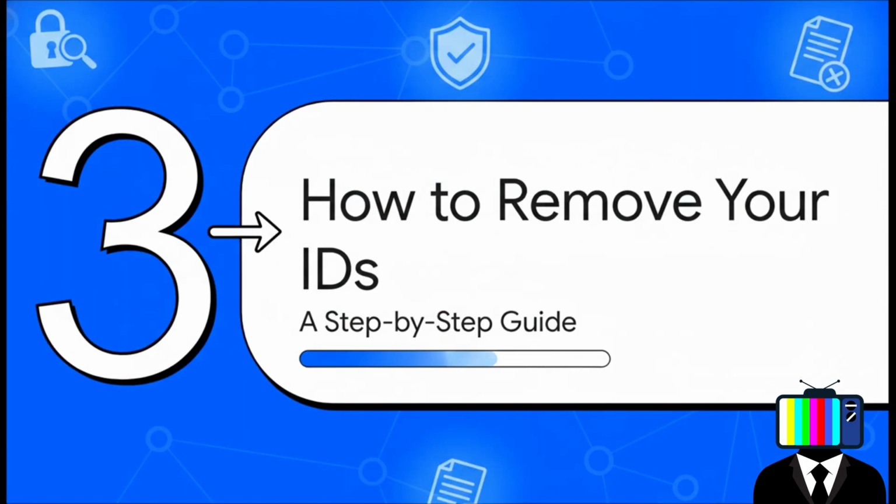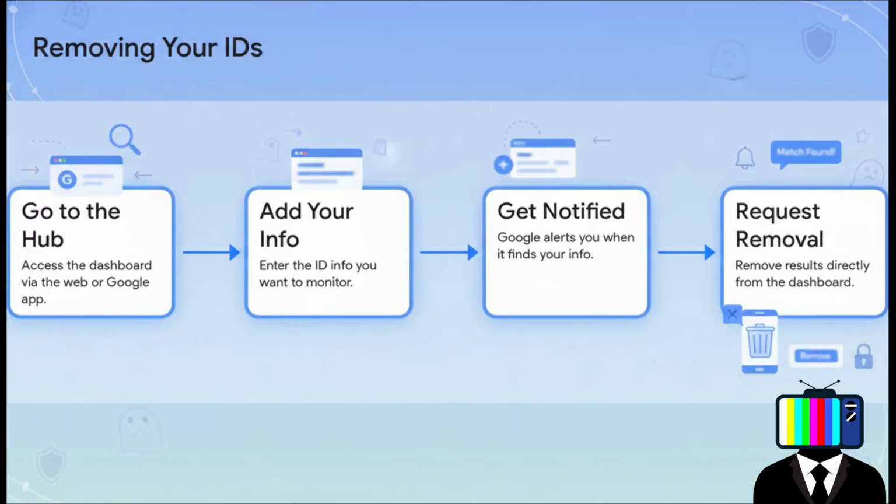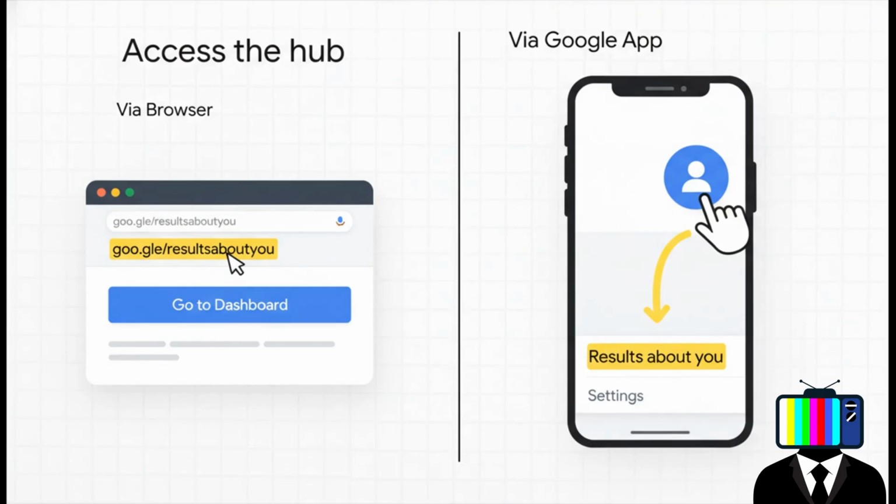All right, let's get into the nuts and bolts, the practical stuff. How do you actually use this thing? We're going to walk through it step by step, starting with how to protect your government IDs. Okay, the whole process is actually pretty simple. It breaks down into 4 main steps. First, you go to the hub. Second, you tell it what info to look for. Third, it notifies you if it finds anything. And fourth, you hit request removal. That's pretty much it.